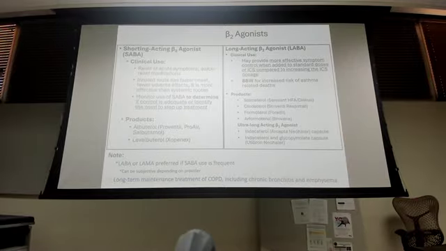We'll get into this a little bit more when you're looking at your maintenance. Again, that's where you'll see a lot of the times where we'll have our LABA on board for that.